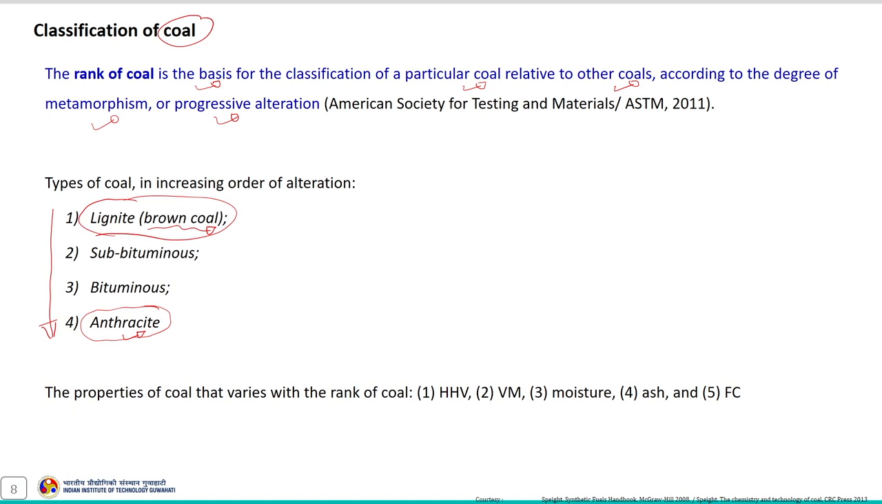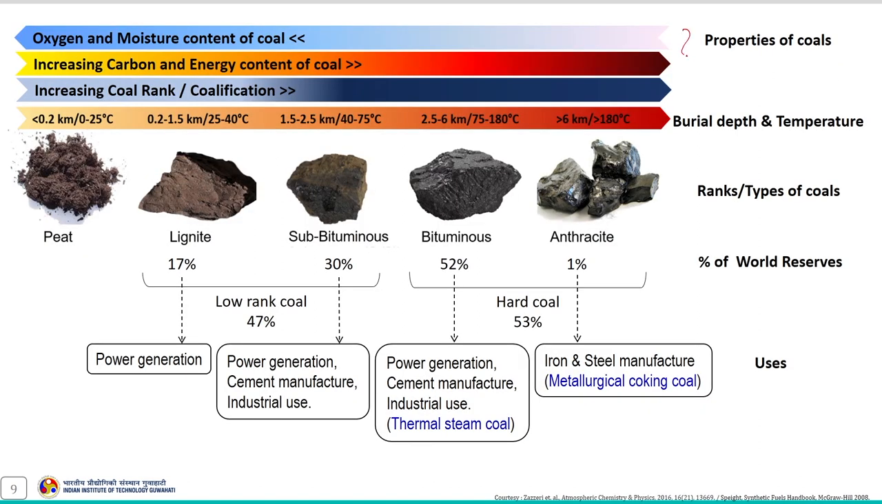The properties of coal that vary with the rank of a coal include higher heating value, volatile matter content, moisture content, ash content and the fixed carbon content in the coal sample. Here it shows the properties of the coal that vary with the rank, or type, of the coal. Along with that, it also shows the percentage of world resource for the specific coal samples as well as its uses. And here it shows the increasing order of oxygen and moisture content of the coal sample. That means anthracite has a lower amount of oxygen and moisture in its composition, while peat has higher oxygen and moisture content.